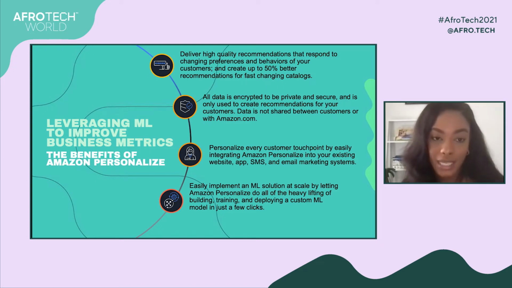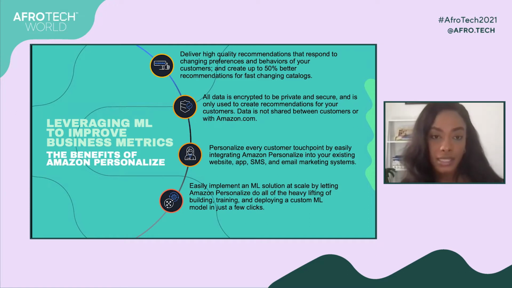Amazon Personalize is a fully managed machine learning service that requires no machine learning expertise. It enables developers to build applications with the same machine learning technology used by Amazon.com for real-time personalized recommendations to improve business metrics like click-through rates, conversion, marketing efficiency, and revenue.